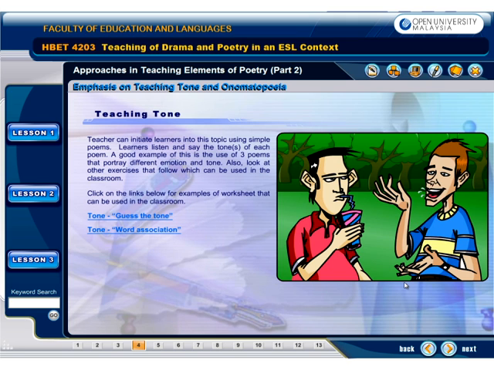Teachers can initiate learners into this topic using simple poems. Learners listen and say the tones of each poem. A good example of this is the use of three poems that portray different emotion and tone. Also, look at other exercises that follow which can be used in the classroom. Click on the links below for examples of worksheets that can be used in the classroom.